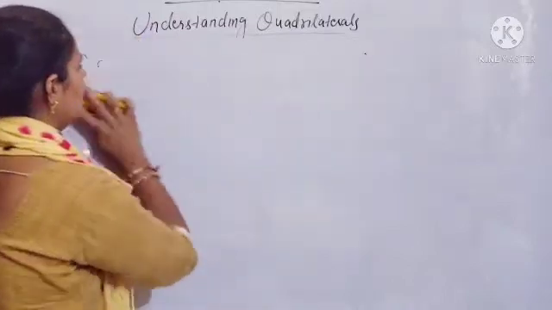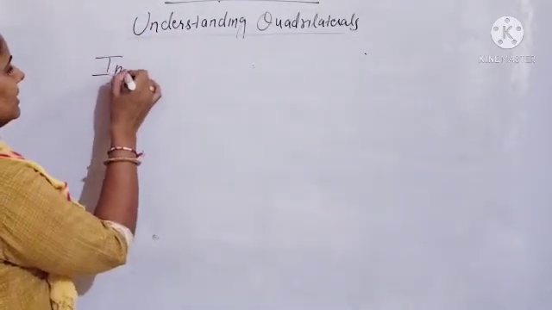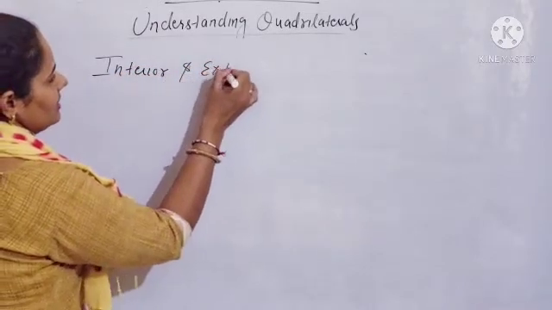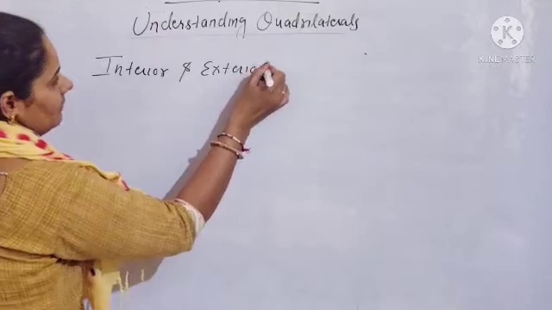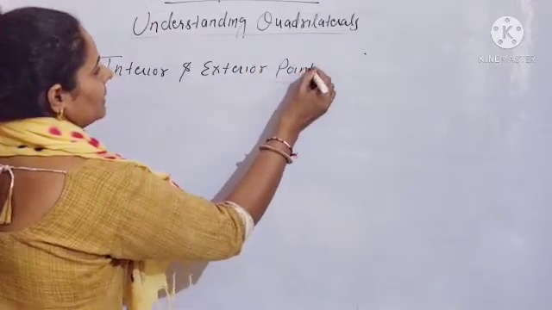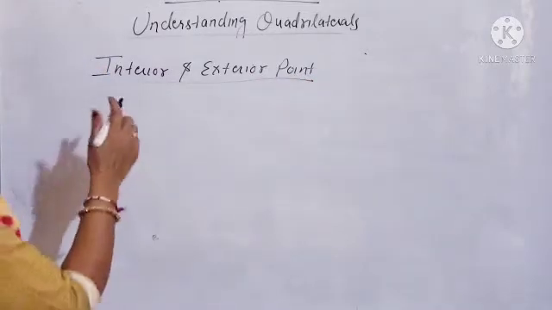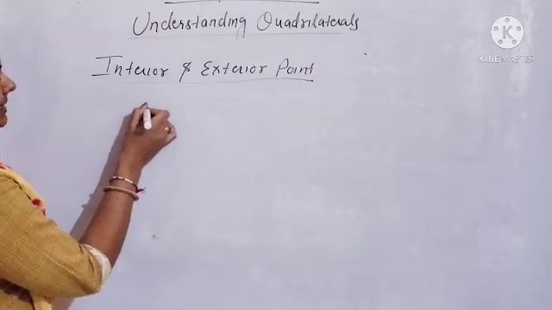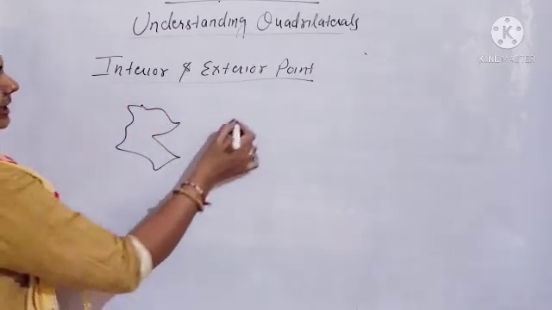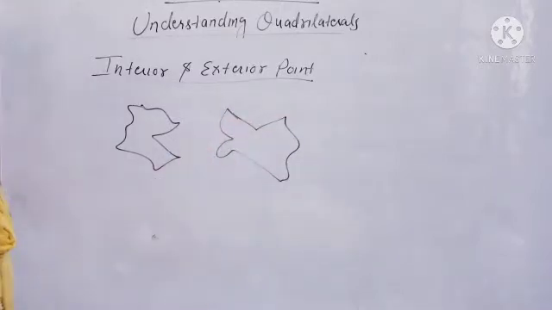After that, next topic, interior and exterior. Interior and exterior, clear. Interior and exterior, if I talk about the point, okay. Interior and exterior point. So for example beta, you have any curve. For example, you have this type of closed curve, like that, okay. This type of closed curve.